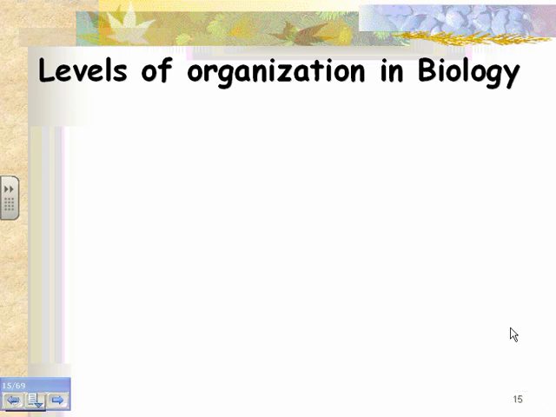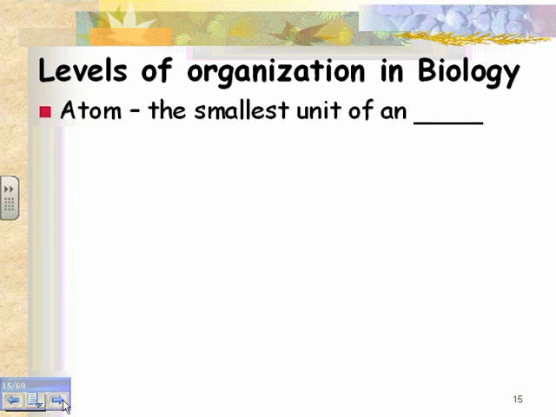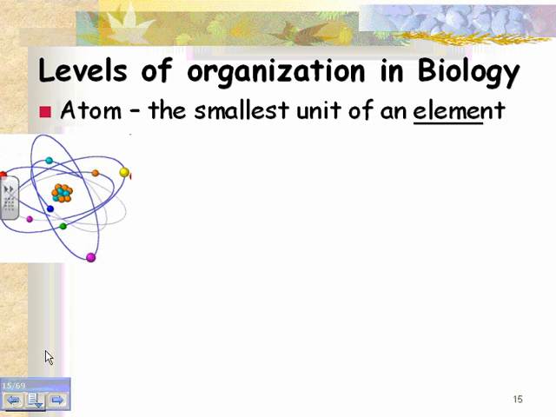We're looking at characteristics of life, and one of the characteristics of life is that they are highly organized. So we're going to look at levels of organization in biology. An atom is the smallest unit of an element.